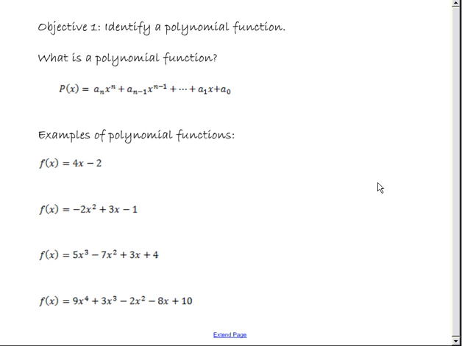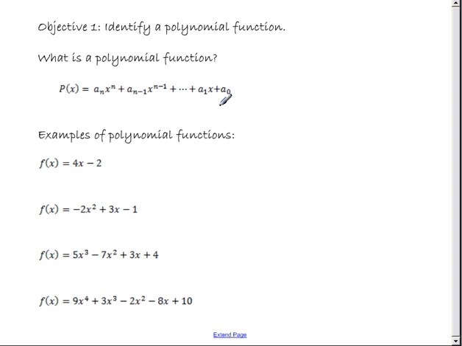Let's first talk about what a polynomial function is. You have already worked with polynomial functions when we talked about linear functions and quadratic functions. Those are special cases of polynomials. Specifically, a polynomial function is something of the form a sub n x to the n plus a sub n minus 1 x to the n minus 1 plus, and so on, plus a sub 1 x plus a sub 0.